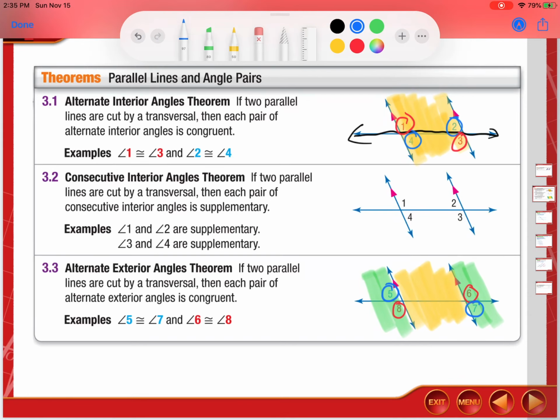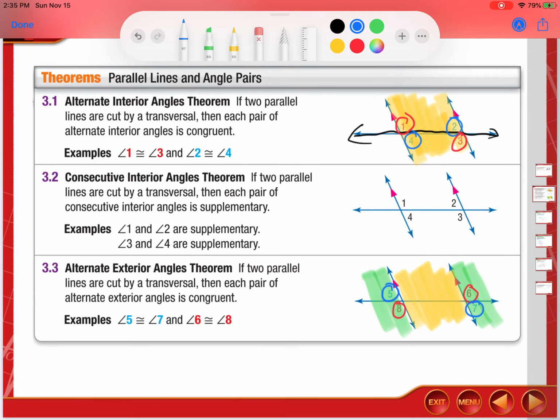And we could do the same with 5 and 7. So if they are both on the exterior, one on top of the transversal, one on bottom of the transversal, then we can say they are congruent. And if we look at this again, just a quick refresh, 5 and 7 are both acute, 6 and 8 are both obtuse, so our little rule of the obtuse angles are the same and the acute angles are the same continues to ring true in this situation.